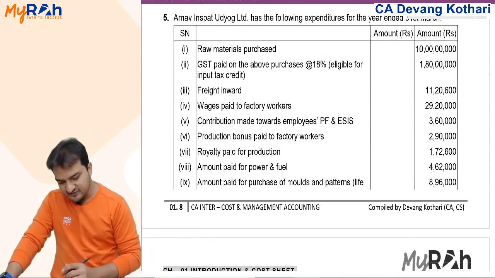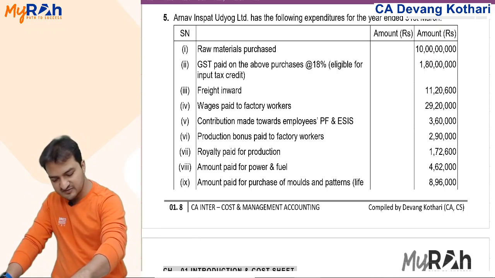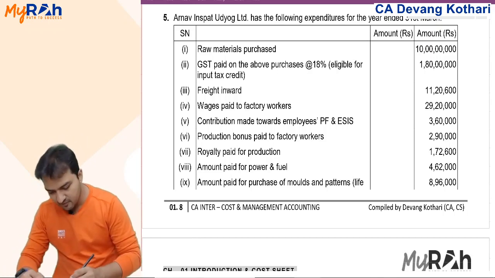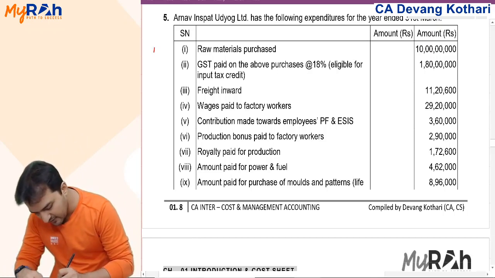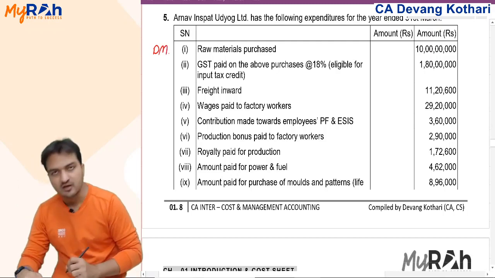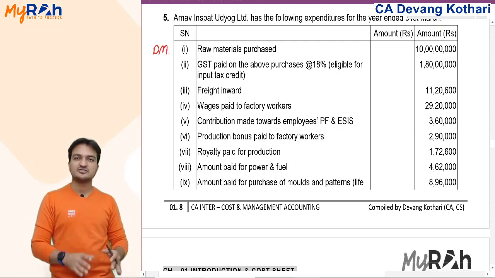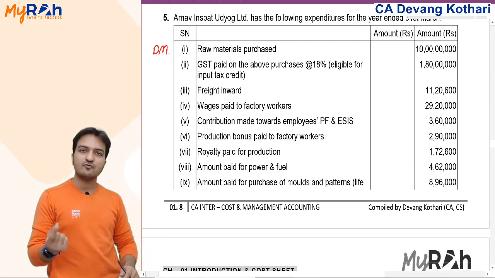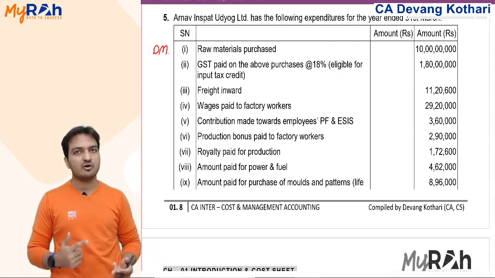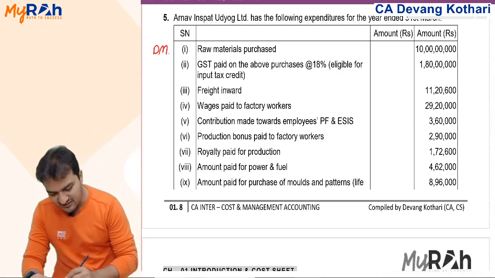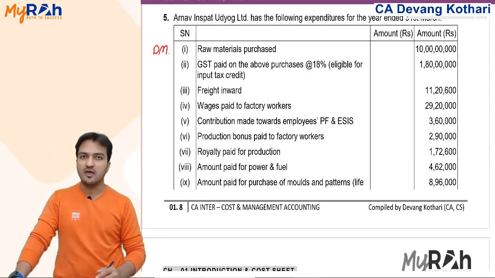Okay, so question 5. First item you have is raw materials purchased. Well, raw material purchased you will use for finding direct material consumption. Don't take this 10 lakhs itself as direct material. Rather, you have to use this purchase and find consumption out of it. Next item, GST paid on that above purchase, 18%.